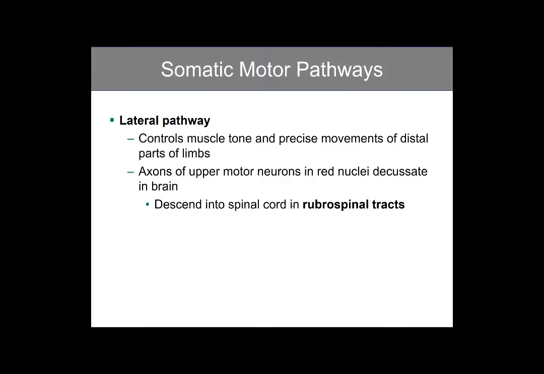And then the lateral pathway. This controls muscle tone and precise movements of the distal parts of the limbs. So axons of the upper motor neurons of the red nuclei, they decussate, they cross in the brain, and they descend into the spinal cord via the rubrospinal tracts.